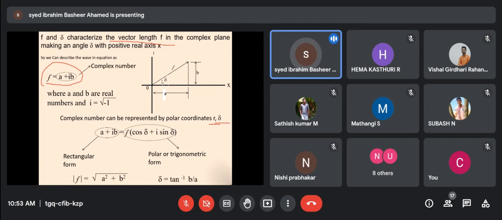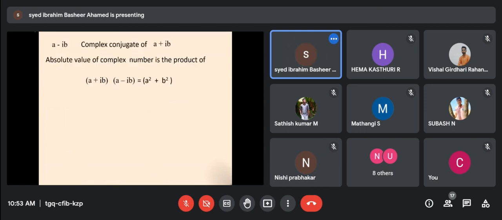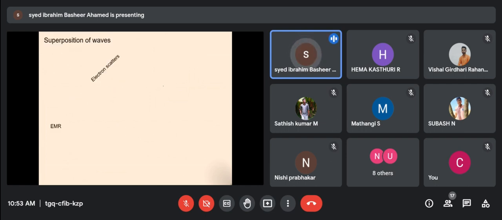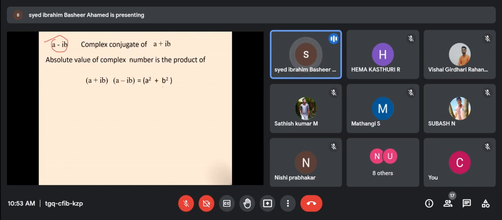Since it is a complex number, I can take the magnitude, the modulus f, which is equal to the square root of a squared plus b squared, and delta is equal to tan inverse of b by a. And a minus ib is the complex conjugate of a plus ib. The absolute value of a complex number is the product, so a plus ib times a minus ib is equal to a squared plus b squared.